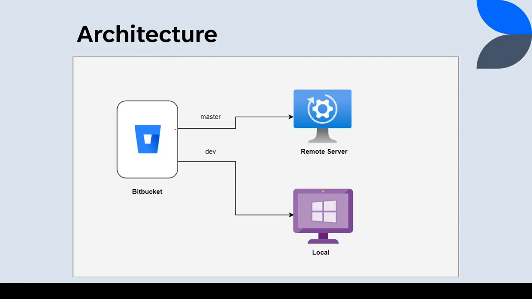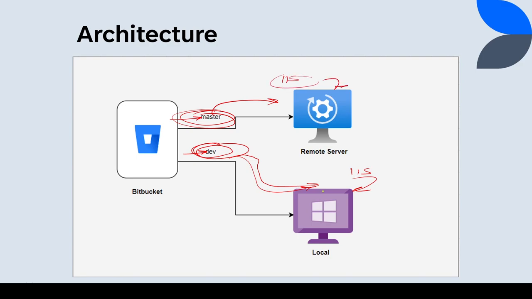So I will be creating two branches. First is dev and second is master. Dev I'm going to configure to my local server, and master I'm going to configure to a remote server. I have created one VM in my Azure cloud, so I will be using that. As soon as I publish something from my dev branch, it should deploy my code to IIS on my local system. And whenever I publish from the master branch, it should deploy directly to IIS on my remote. So that is what we are going to achieve.